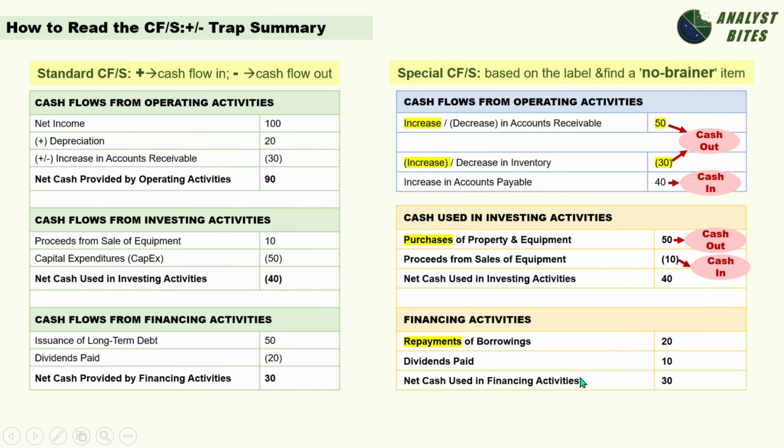Next, if you look at the CFF section and get confused, use this trick. Find an anchor. Find a no-brainer item, like dividends paid. We all know paying dividends is 100% cash going out. But look, it's listed as a positive 10. You just decoded their metrics. In this table, positive means outflow. That means repayment of borrowing of 20 is also an outflow. The total 30, pure outflow.